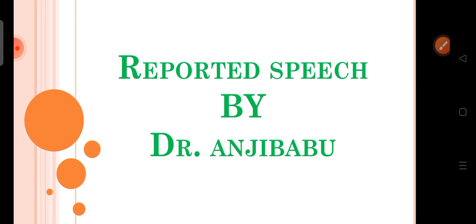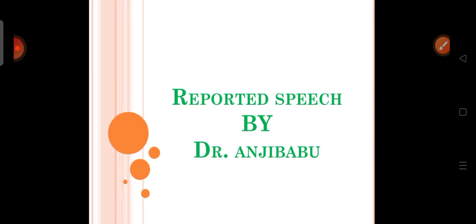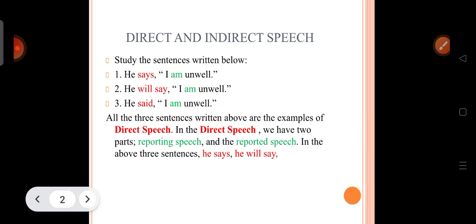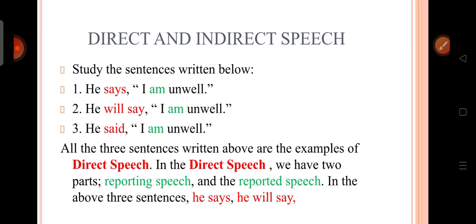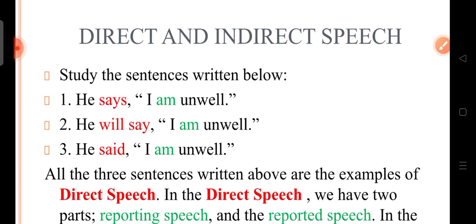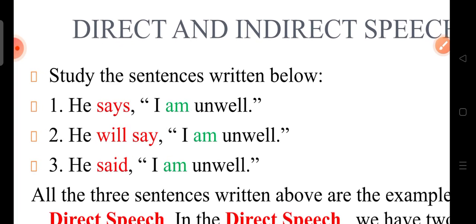We can say the direct words, that means the exact words of the speaker without changing anything, or you can say the summary of what the speaker said. So reported speech has another name, called direct and indirect speech. Let's look at the examples on the screen. There are three examples. Study the sentences written below.